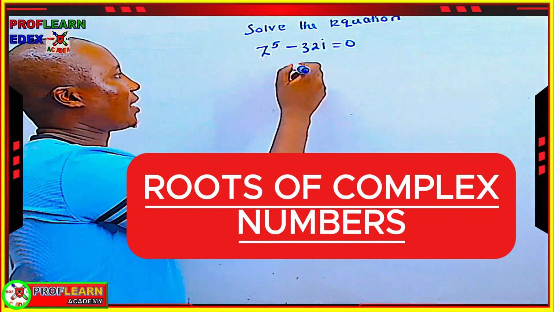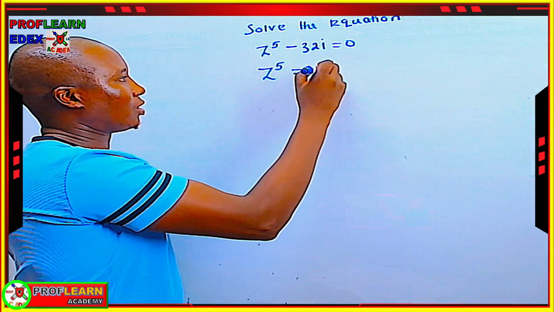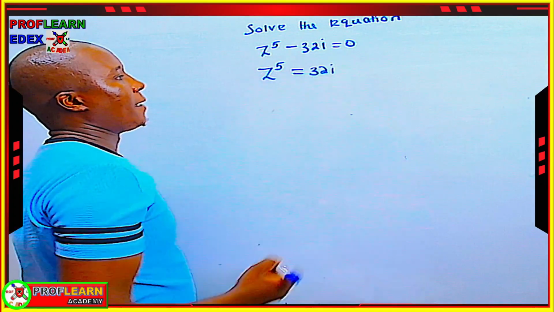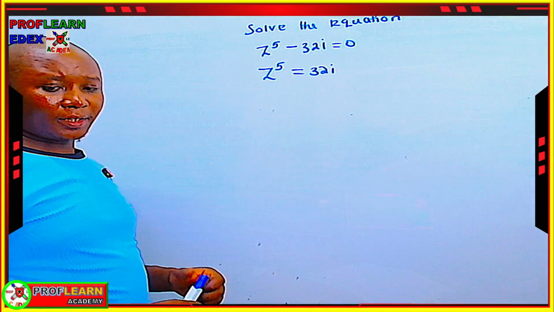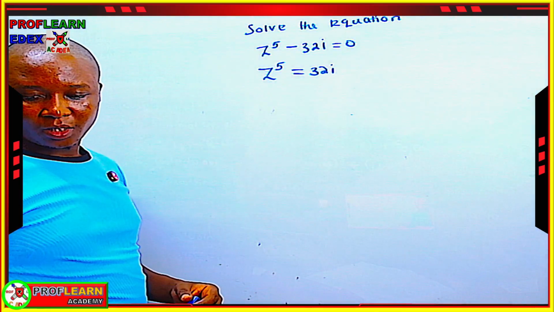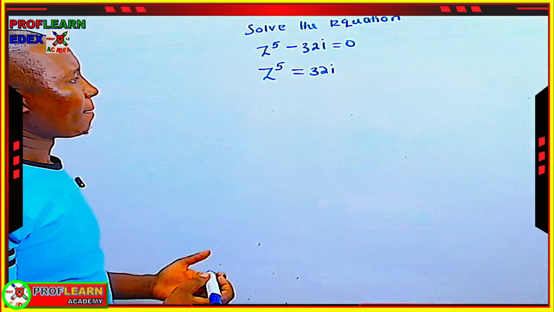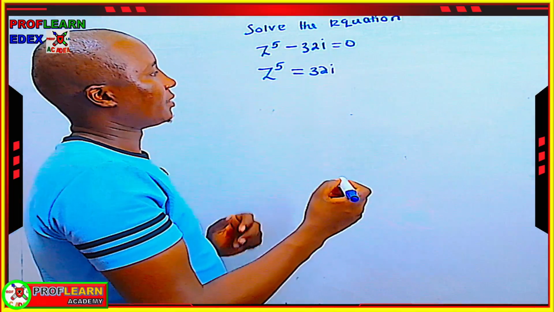In this case, first we need to say that z to the power 5 is equal to 32i. Now, the first thing that we're going to do in this particular question is find the argument of z.